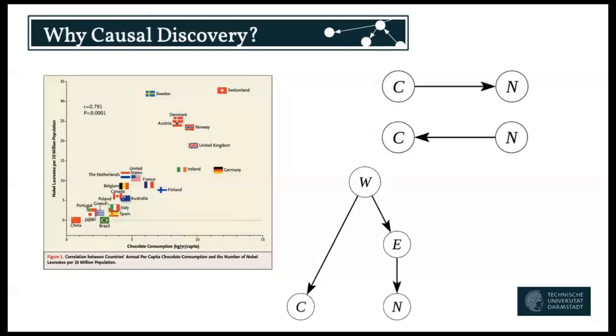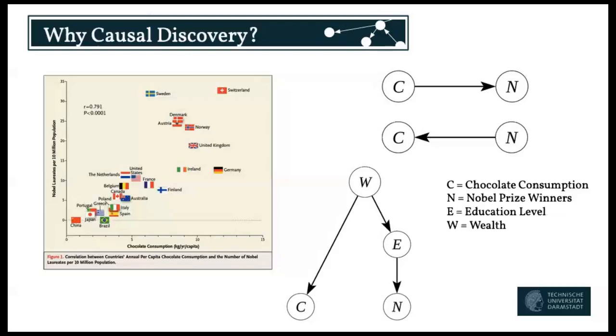The same holds, of course, for the reverse direction. I don't think you are forced to eat chocolate once you won a Nobel Prize. And probably the correct graph would look like something like this, where we introduce 2 additional variables in this case, which we would call confounders subsequently, but we will see that.